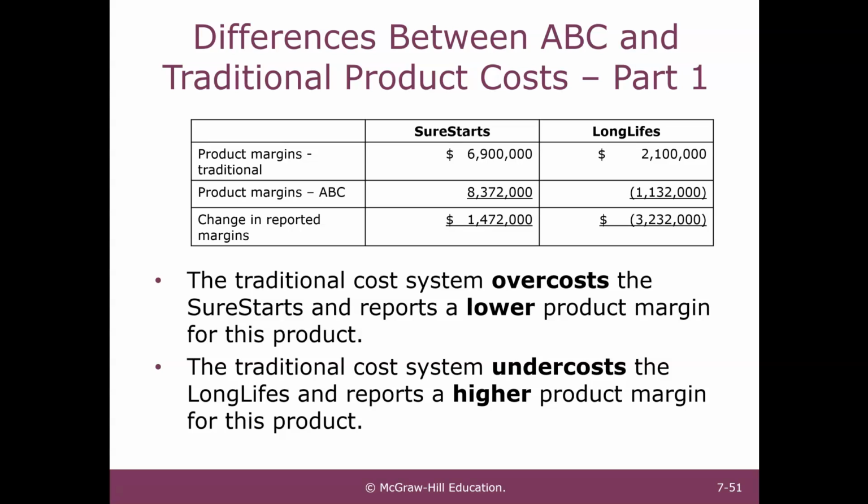But that's the whole purpose of why you use ABC, is to back those back out so you can truly see what costs are associated with that one particular part of the business. So if Sure Start is undercosted, then Long Lives are overcosted. I'm sorry, I said that backwards. If Sure Starts are overcosted, then Long Lives are undercosted, because some of the cost that actually pertains to Long Lives is being sent over to Sure Start.